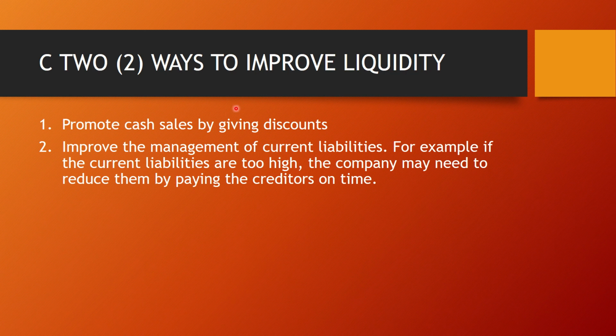There are two ways to improve liquidity for question C. One is to promote cash sales by giving discounts, and number two is to improve the management of current liability. For example, if the management finds that the amount of current liability is too high, what the company can do is reduce it by paying the creditors on time. So that's all for question 4.